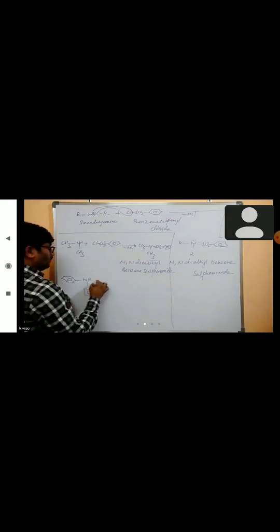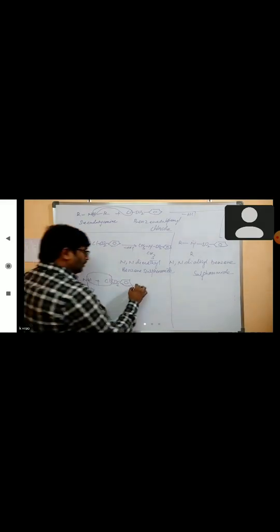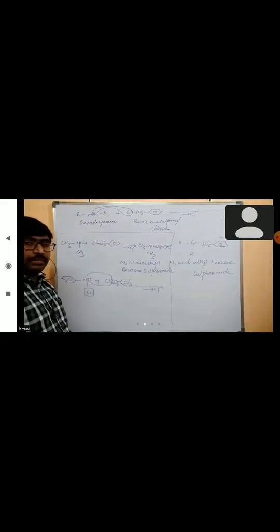If R is equal to phenyl, that is aryl groups, then C6H5NHC6H5. These two are the phenyl rings. If you have confusion, you can directly take the figure of benzene like this: benzene, NH, and benzene. This is a secondary amine plus SO2 benzene, that is benzene sulfonyl chloride. Remove HCl.